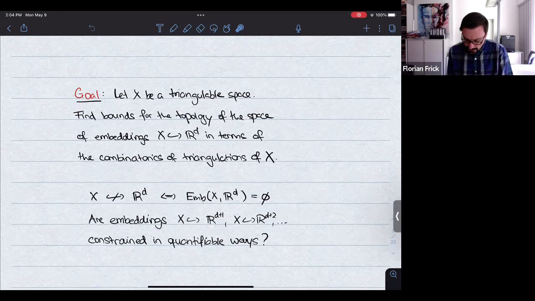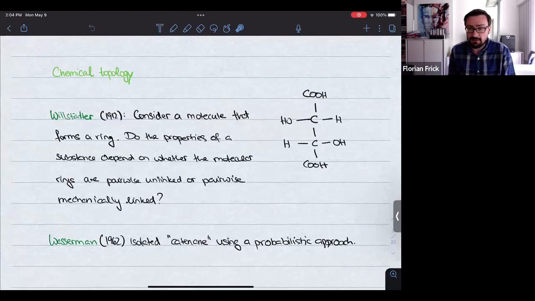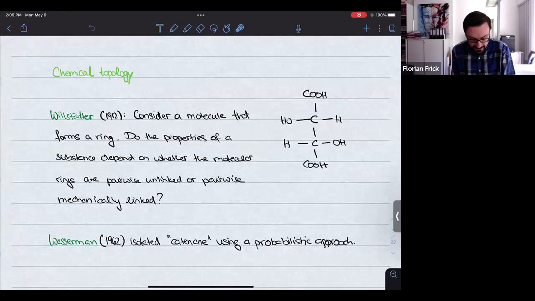Before I do this, seeing how this is supposed to bridge applied and quantitative topology, let me give you a motivation that's actually applied, which is chemical topology. So in 1912, so more than 100 years ago, the chemistry Nobel laureate Willstätter raised the following question. Consider a molecule. So a molecule, this looks like this. Like these are, here carbon atoms, and there are chemical bonds between them. And for the purposes of this talk, you can think of these chemical bonds as actual rods, which is of course wrong, but let's pretend they are.